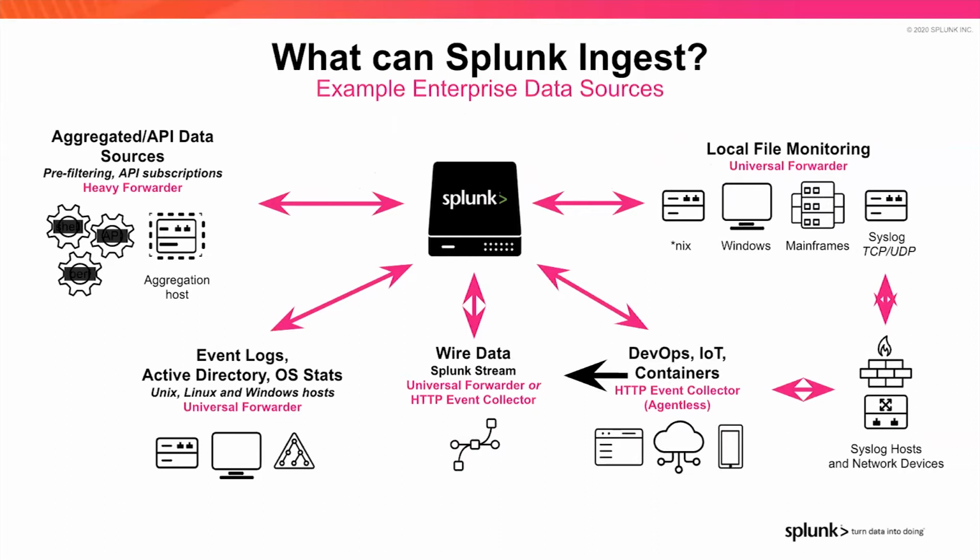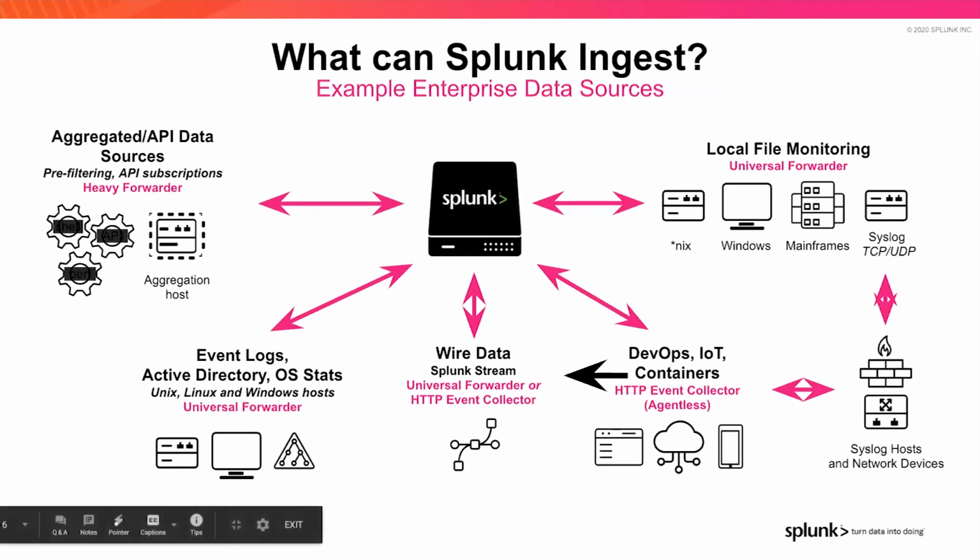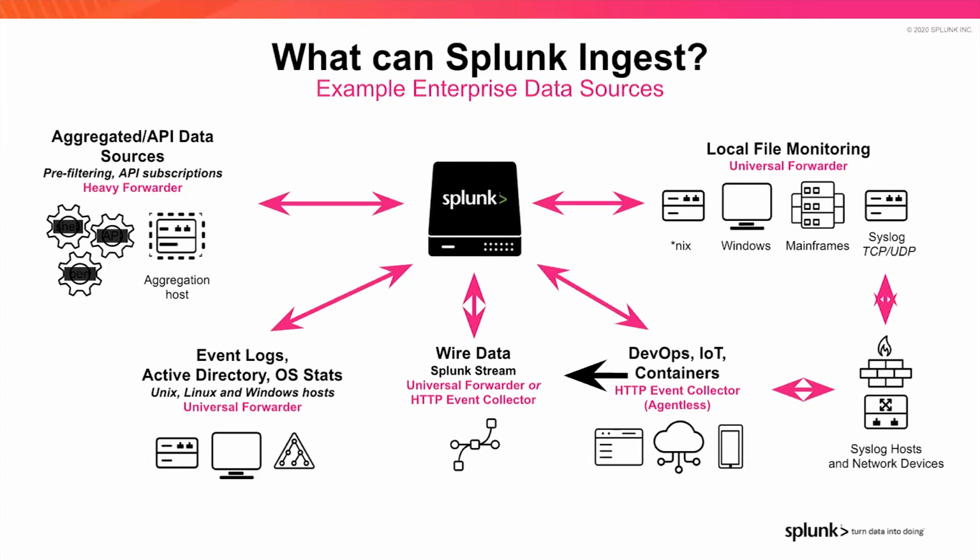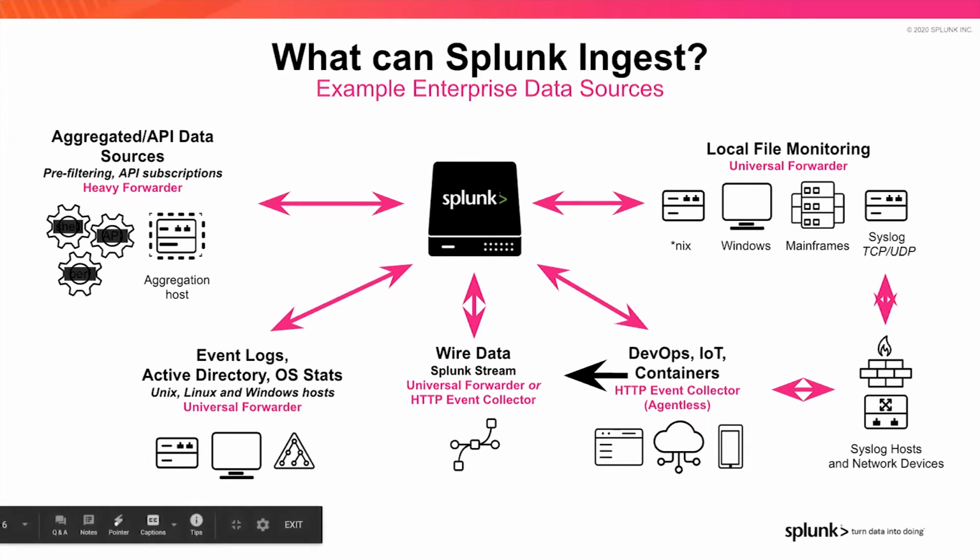We can get the syslog natively from various devices like your network firewalls, your router switches, or we could take anything from your DevOps environment, your IoT, any containers, anything that can post to an HTTP endpoint, we collect that data. We could also get wire data, monitor your network traffic to and from certain servers, and then of course your event logs, Active Directory, OS statistics. All of this data would be coming into Splunk, and then we can also query various APIs or other sources for a variety of data. So the idea is that we can take any data, right? The bottom line is, what can Splunk ingest?